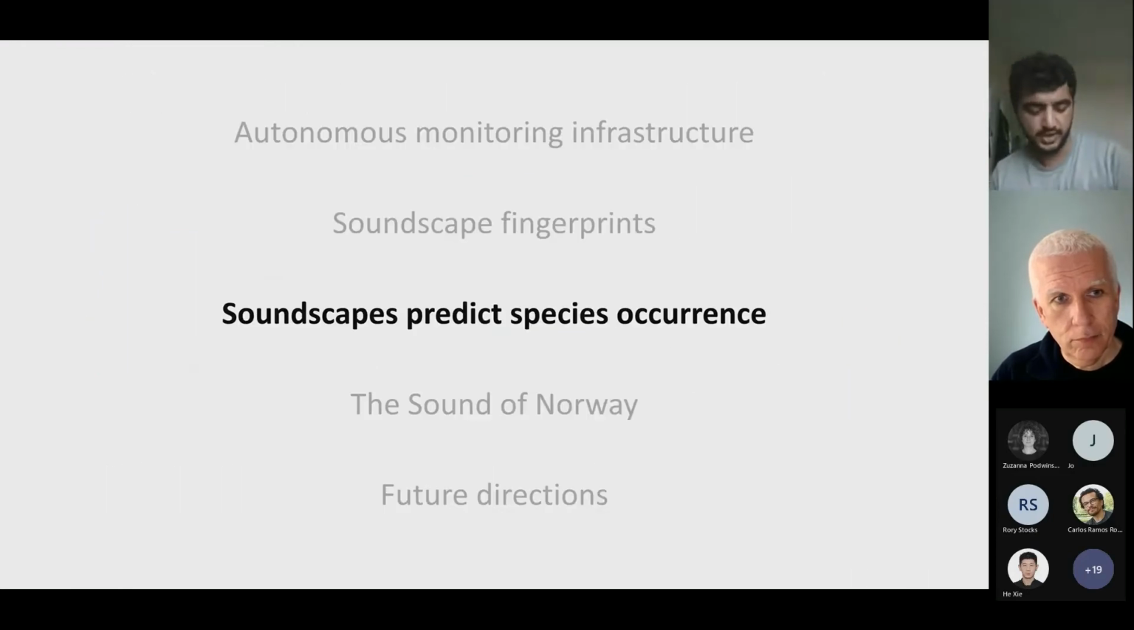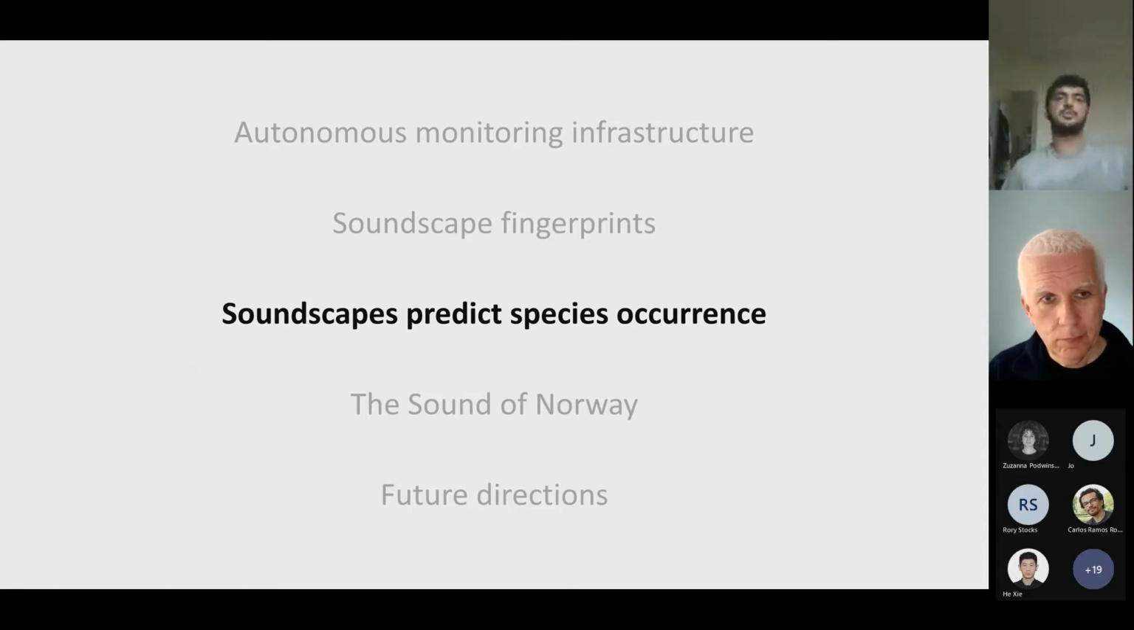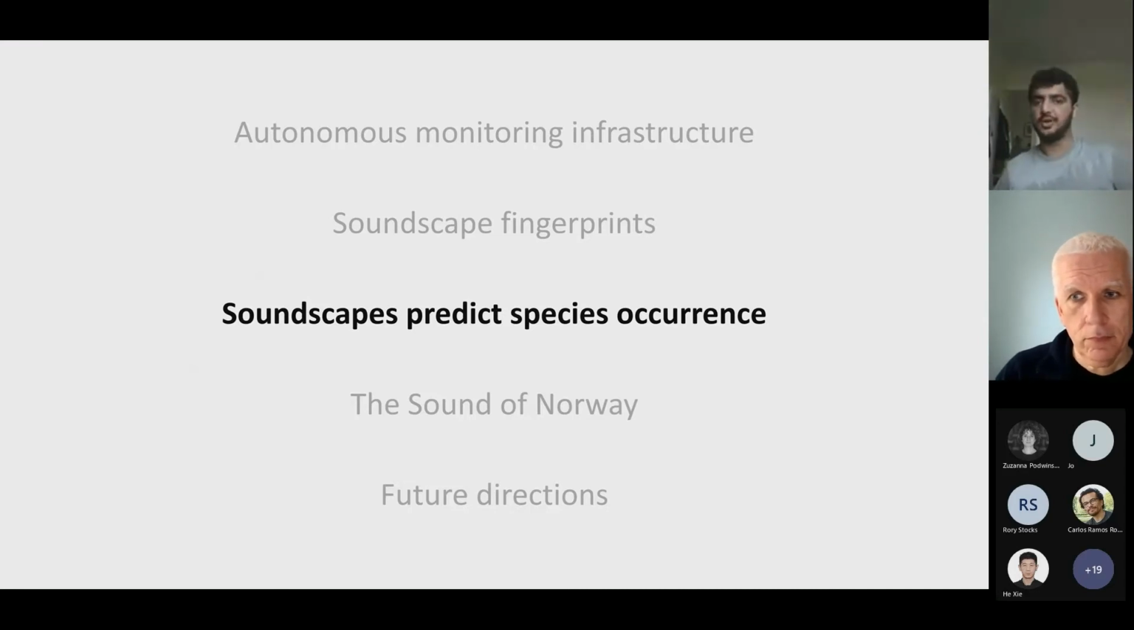Here's a little study we did on using these soundscapes to predict species occurrence. Previously we were talking a lot about using the soundscapes to predict community patterns as a whole, over seasons, over different landscape types and things like this. But here we're going to tackle exact species occurrence, so whether species A is here or not.